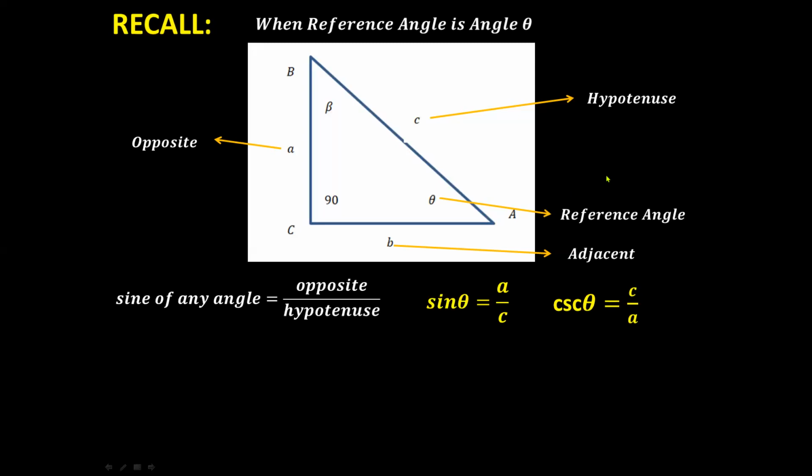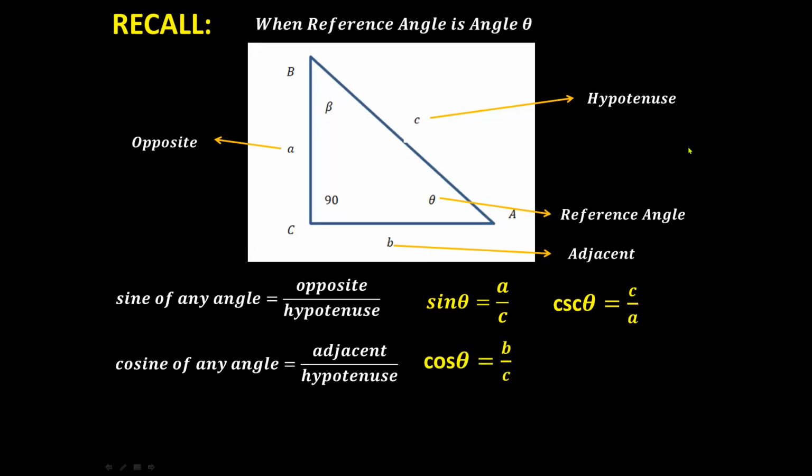Now, let us proceed to cosine of any angle. The cosine of any angle is always equal to adjacent over hypotenuse. So, cosine of theta is B over C.